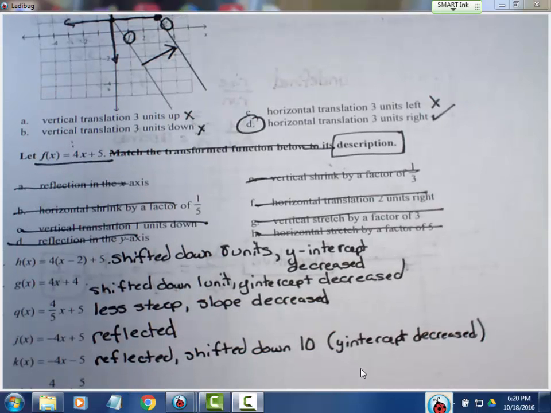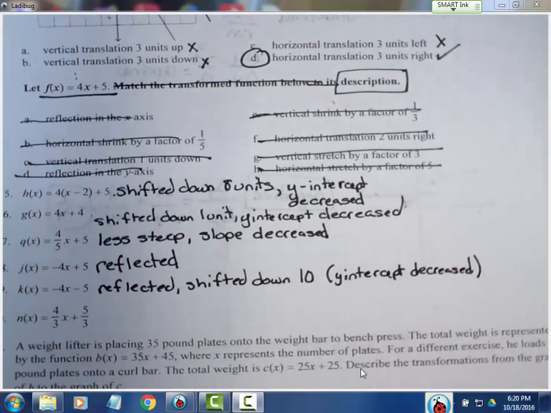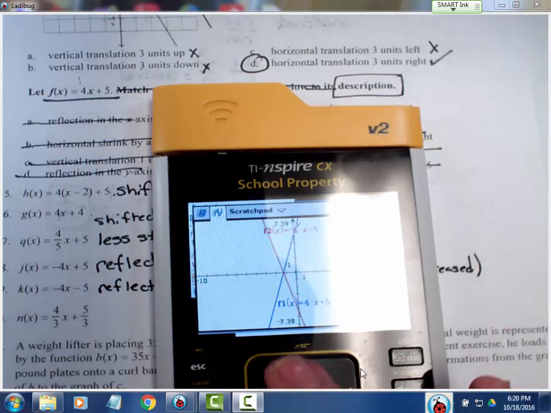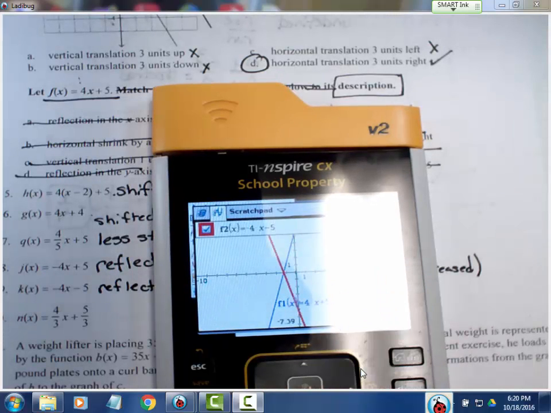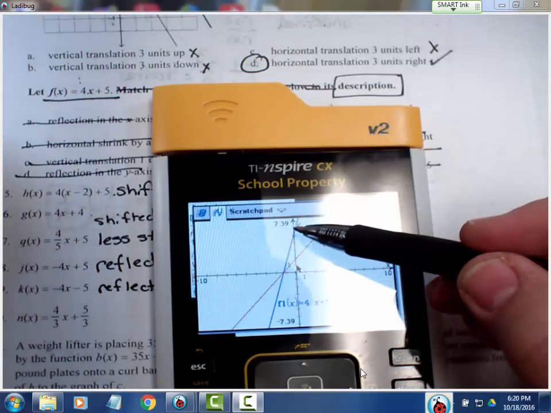All right, so last one, number 10, tab, up arrow, delete, and it's 4/3, so control divide, 4/3 x plus control divide 5/3. Enter. Okay, and this one, here's my blue line.